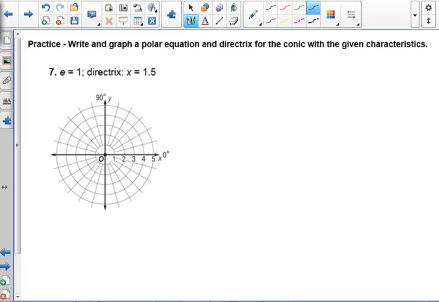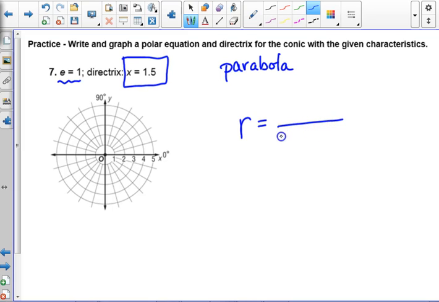What is this equation? What is this information telling us? If E equals 1, it's a parabola. All right. If the directrix is x equals 1.5, can you go to your sheet and find x equals a positive number and tell me what the equation is? Can anybody do it without telling me? Looking at the sheets? It's going to have a cosine, 1 plus e cosine, and it's always ed, right? Okay. We can fill a bunch of junk in.